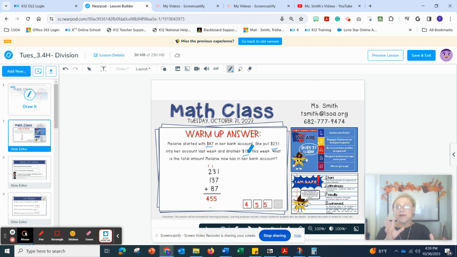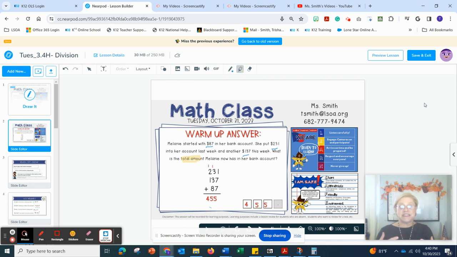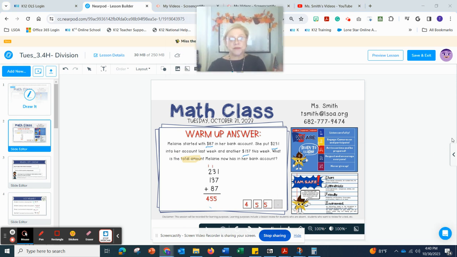Now, some of those clue words, that total amount, we talked about that. Clue word, total amount, it could go for addition or multiplication, right? So if it can go for addition or multiplication, then the next question we have to ask ourselves is, the amount that Melanie put into her bank account each week, is that amount the same or is that amount different? Are they equal groups or are they different groups?